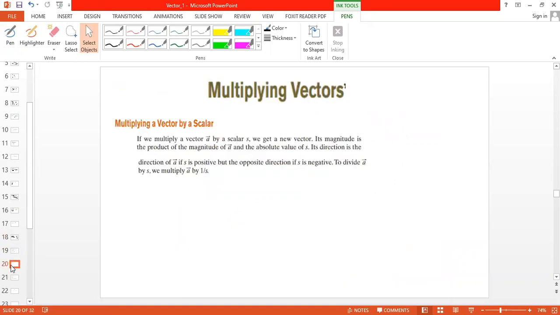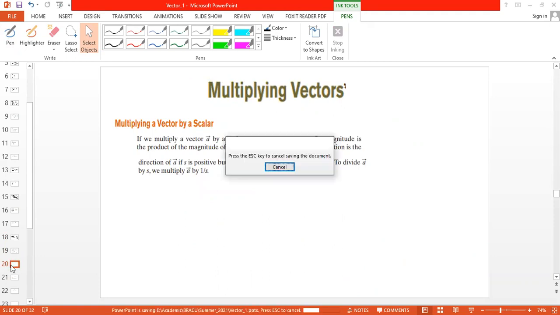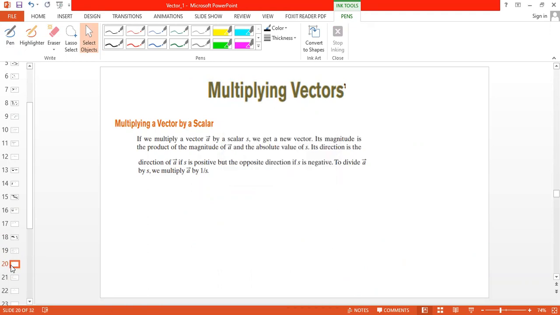Let's discuss multiplying of vectors. By now we know the addition and subtraction of vectors. We want to see how to multiply two vectors. When we multiply scalar quantities, it is pretty straightforward. Scalars are just numbers. 5 multiplied by 4 is equal to 20. 7 multiplied by minus 2 should be equal to minus 14.